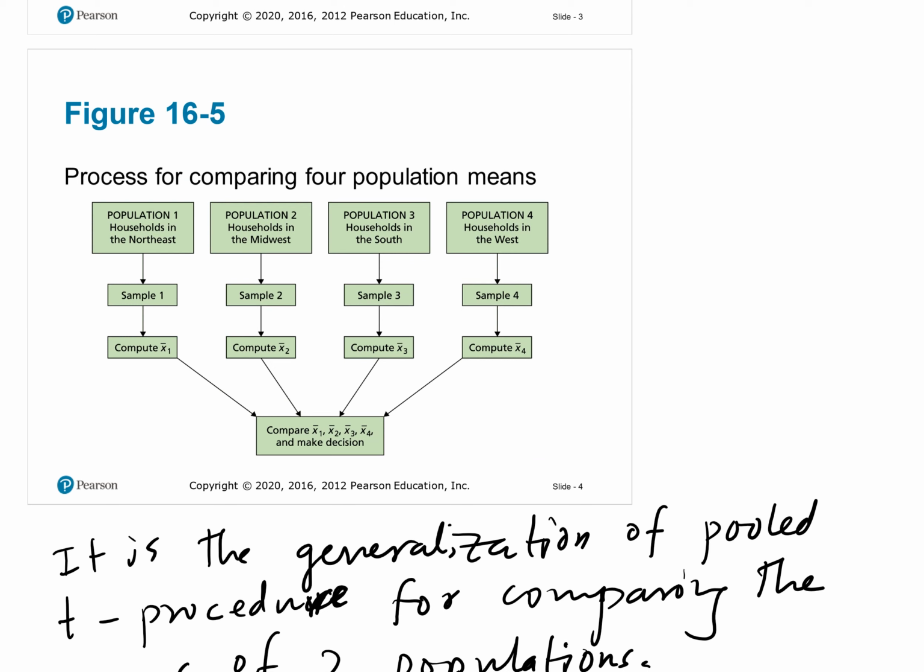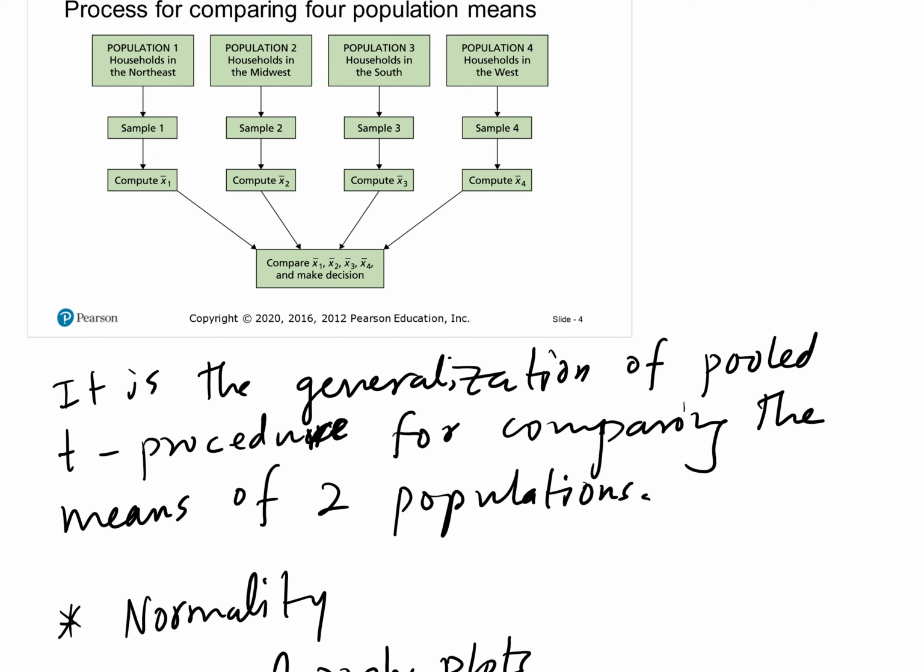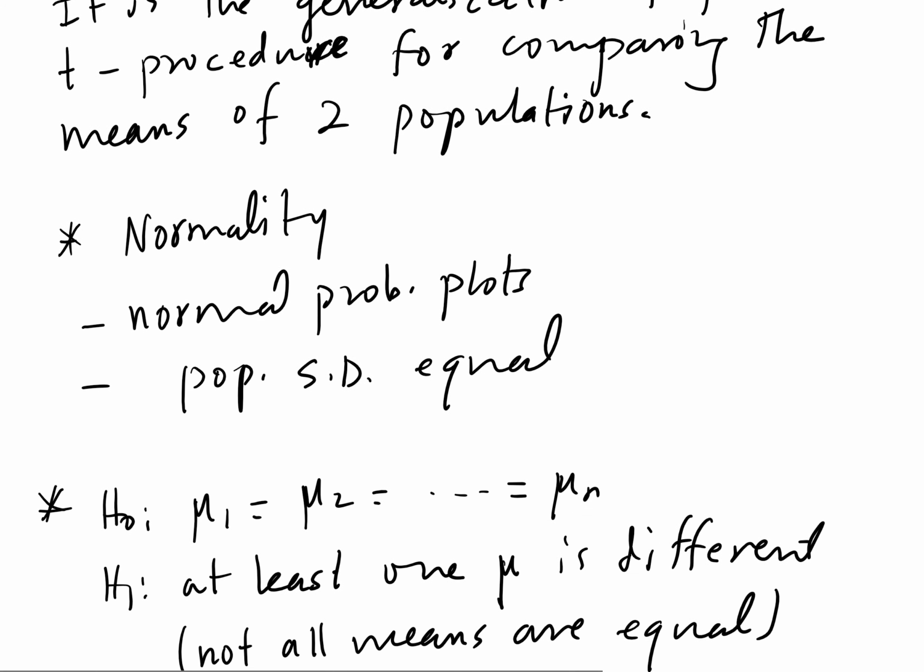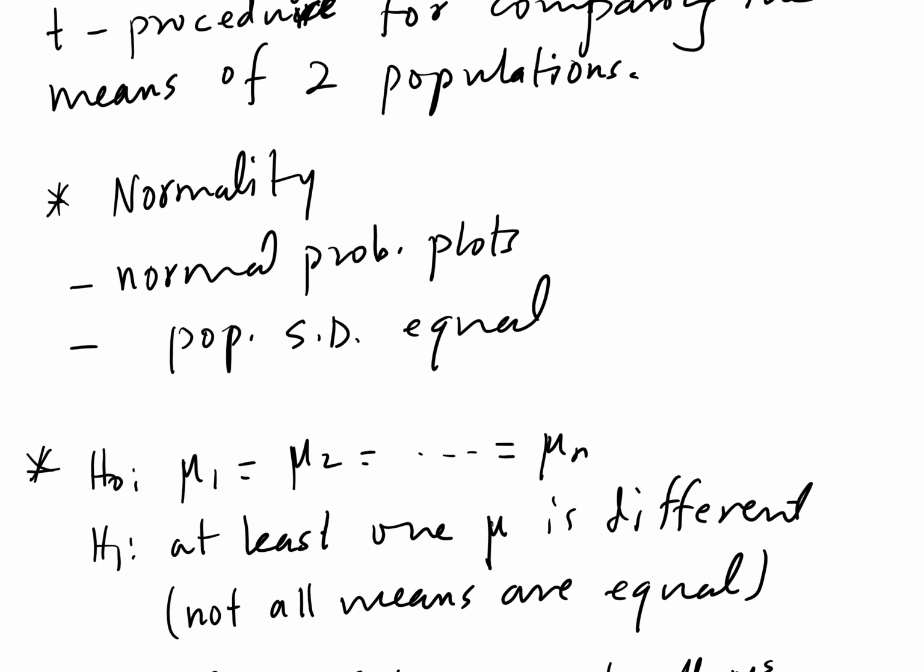In general, this test is a generalization of the pooled t procedure for comparing more than two means, as I mentioned earlier. When we set up the hypotheses, if we have three populations, H0 is mu1 equals mu2 equals mu3, and if we have four, you add equals mu4. Here I'm assuming n populations, so all the means are the same. For the alternative hypothesis, H1 or HA, at least one of them is different, or we can say not all the means are equal. So there are two different ways of presenting them.